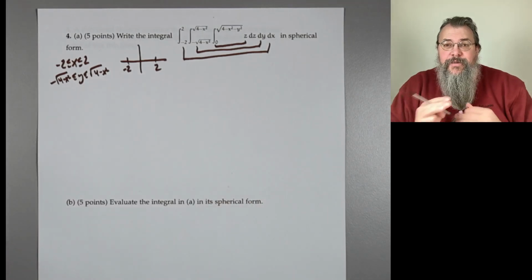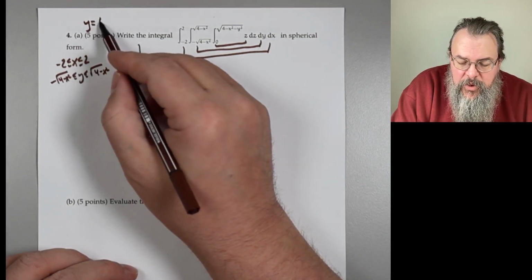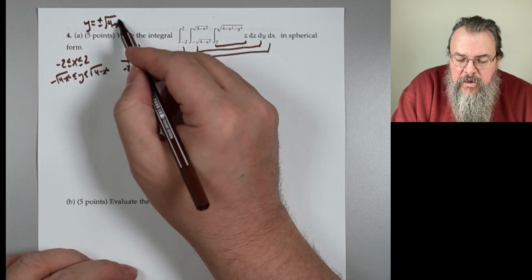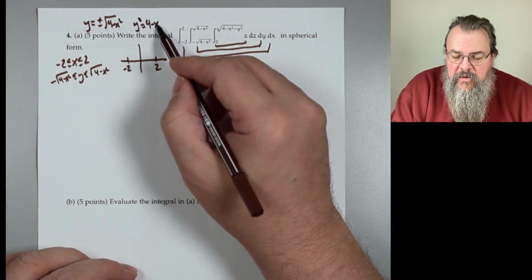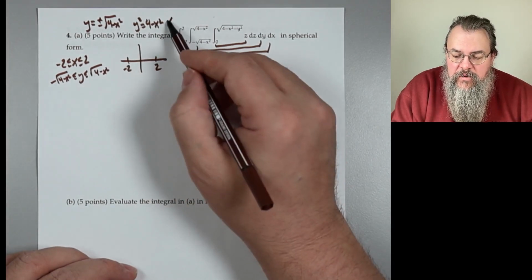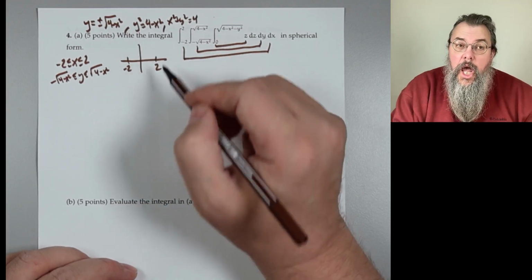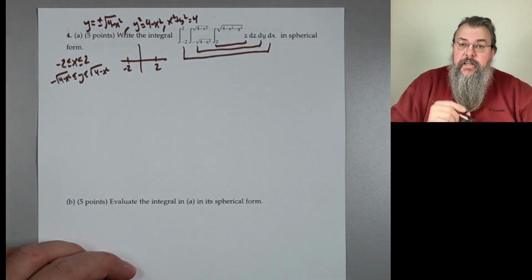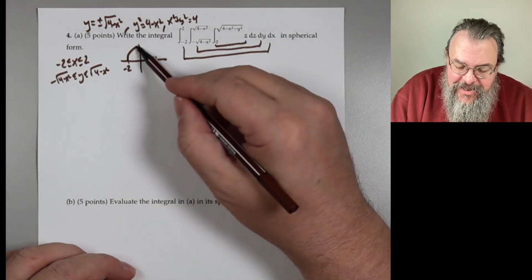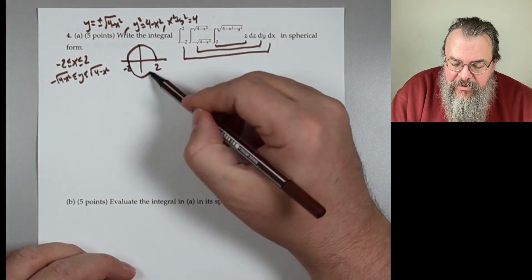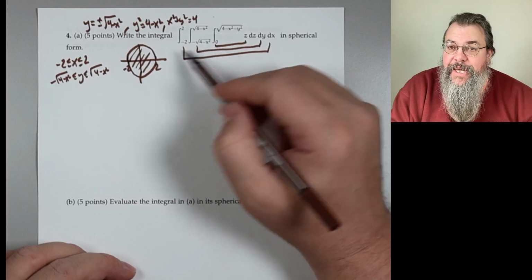Y equals plus or minus the square root of 4 minus x squared. Well, in both cases, what you can do is square both sides. You get y squared equals 4 minus x squared, or x squared plus y squared equals 4. That's like a circle, isn't it? It is a circle, a circle of radius 2. So this is our region in the xy plane.